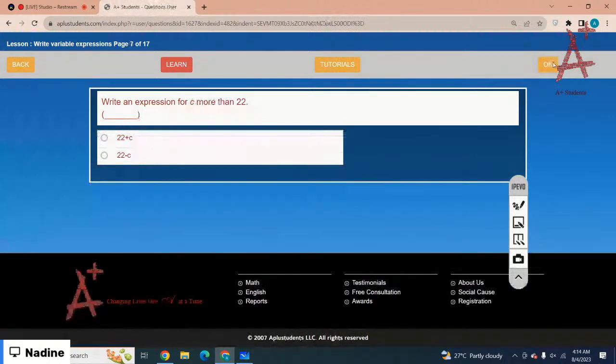Write an expression for C more than 22. So which is the correct option? No, you have to add. More than means you have to add, fewer than means you have to subtract. So it is C more than 22. So it would be C plus 22, right? Be careful.